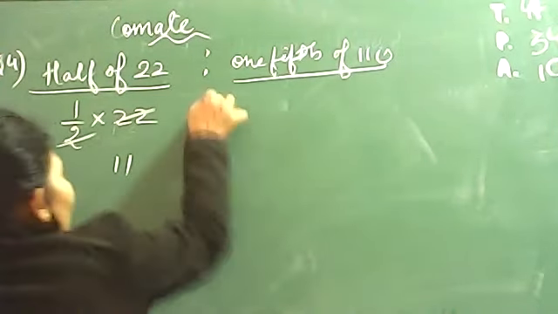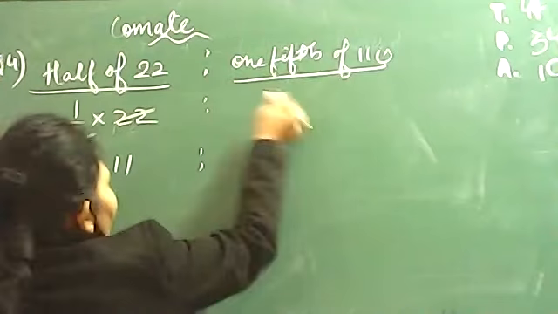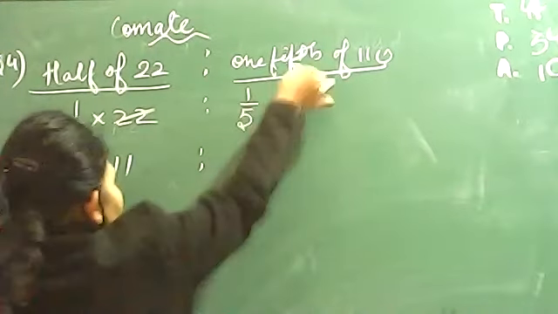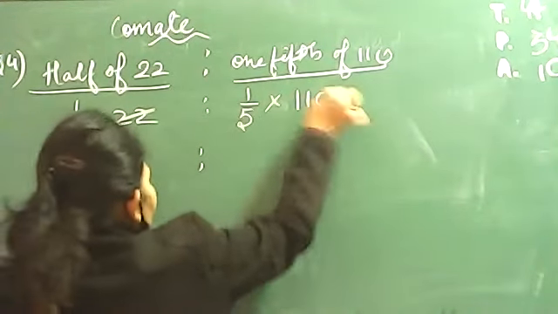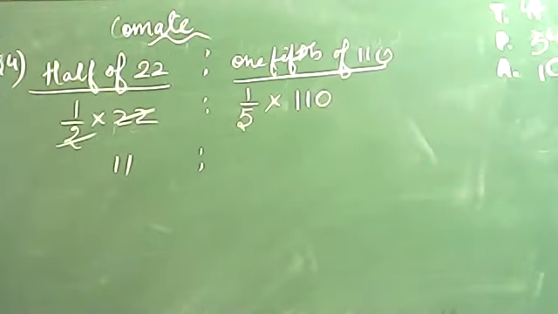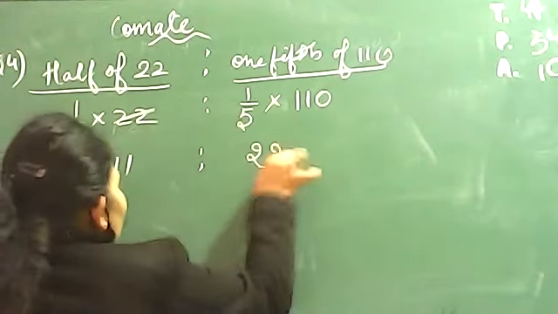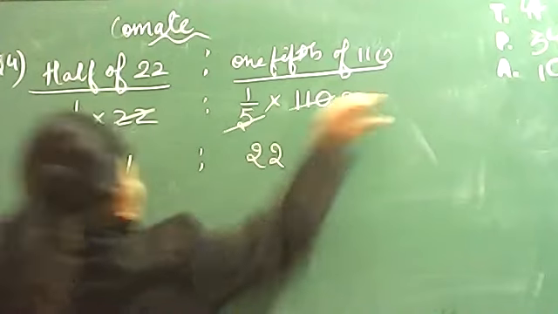Now the same way 1/5 of 110. 1/5 means 1/5. Of means multiply 110. Now can you divide 110 by 5? What will come? 22 is coming. Okay. So here when you cancel, you will get 22.